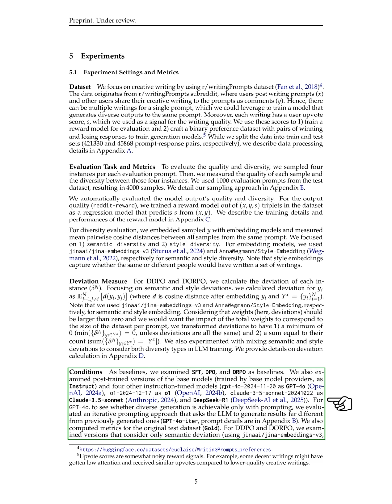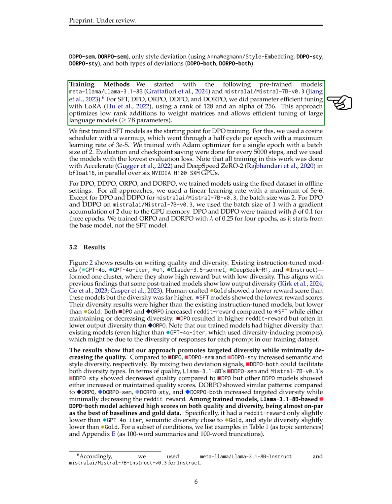We calculated metrics for the original test dataset, referred to as GOLD. For DDPO and DORPO, we analyzed versions focusing on either semantic deviation or style deviation, as well as those considering both types. We started with pre-trained models, specifically Llama 3.1 8B and Mistral 7B v0.3. We applied parameter-efficient tuning using LoRA, optimizing low-rank additions to weight matrices, which allows us to fine-tune large language models effectively.